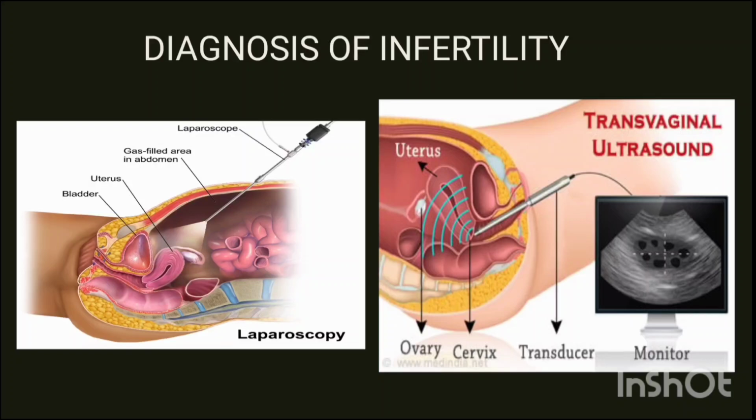Now, diagnosis of infertility can be done by laparoscopy or transvaginal ultrasound. Here we can also consider signs of infertility, which are irregular periods or no periods in women, pain during sexual intercourse, and too long or too short menstrual cycles. These can be some of the signs of infertility.